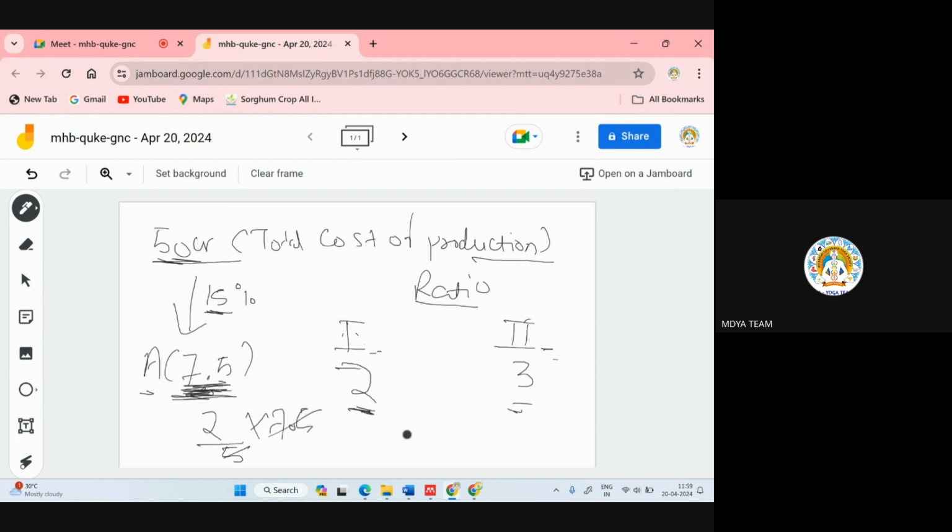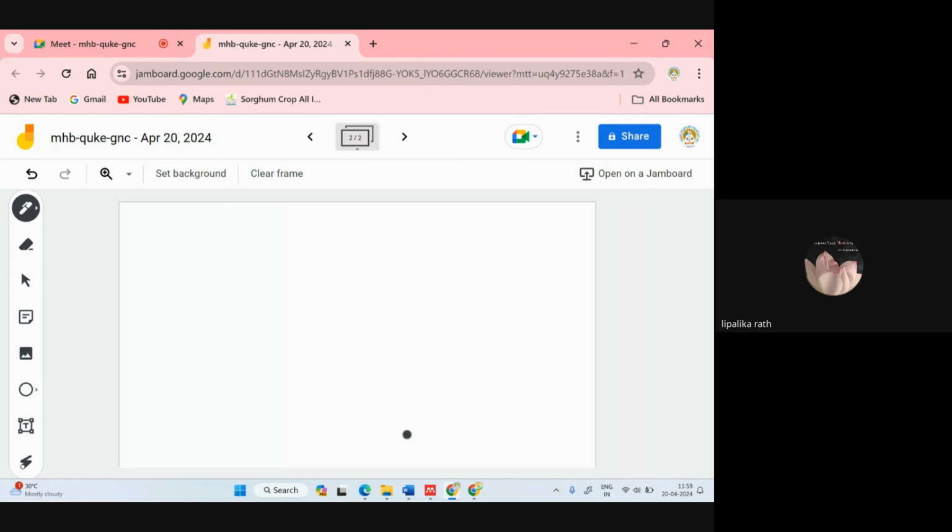If you divide 7.5 by 5, it will be 1.5. It will be 3 crore, sir. 30 lakhs, sir. Divide 5 into 7.5.